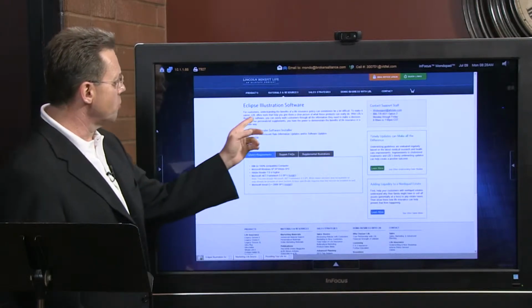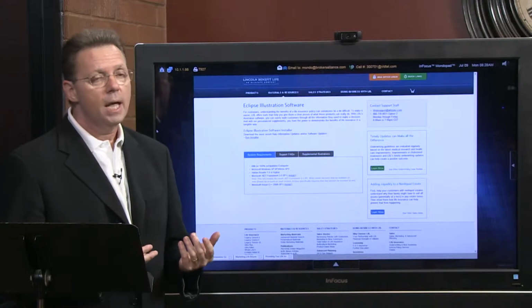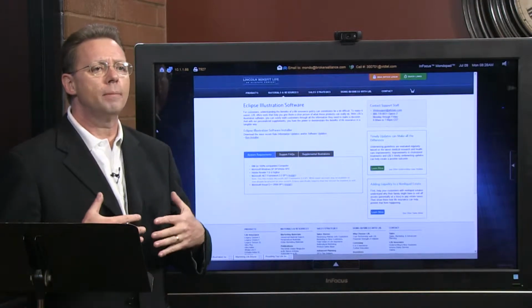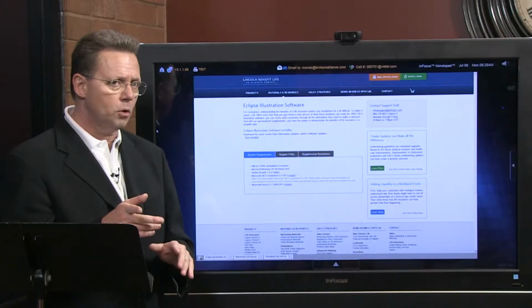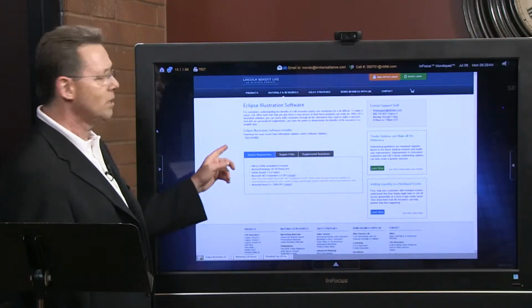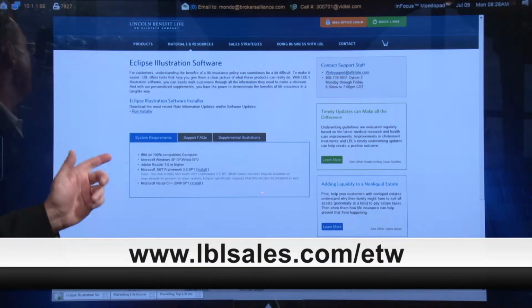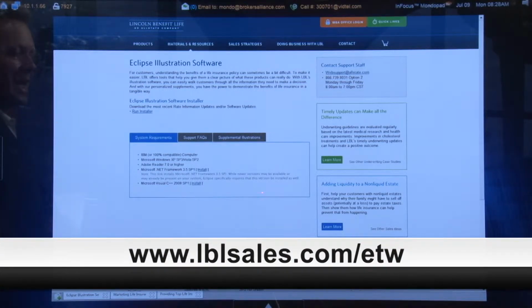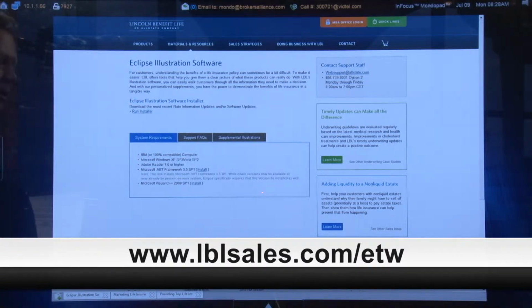The Eclipse software system is really a great tutorial. We use it all the time in our teaching, and it's really good for a beginner to walk through page by page with us. So download it. Don't watch any more of this video until you download this. Go out to LBL's software site, www.lblsales.com/ETW. As soon as you come to their page, hit Run Installer and download their illustration, and you'll be able to go page by page with us.